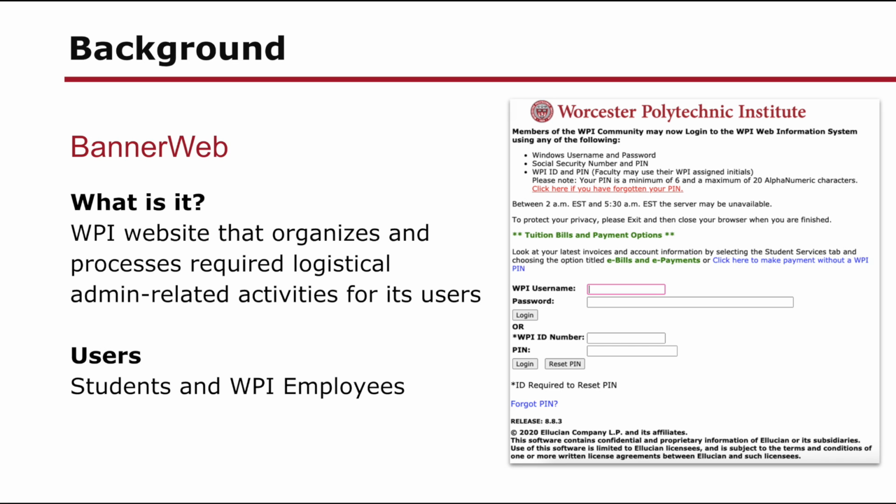BannerWeb is a website that allows WPI students and employees to handle a wide variety of important tasks. For students, these tasks include activities like paying tuition, viewing grades, updating personal information, registering for courses, and even looking up one's mailbox combination. For employees, these tasks include setting up one's direct deposit information or requesting a higher salary. All to say, BannerWeb handles many of the necessary logistical activities that students and employees need to complete.